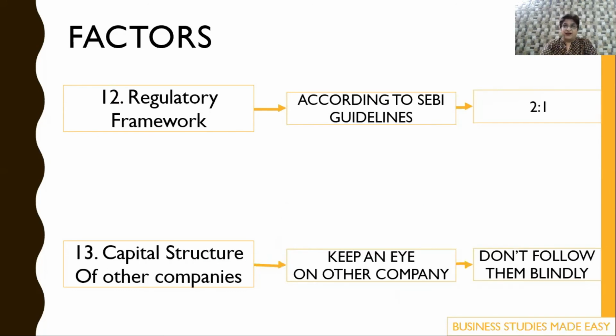Then comes the regulatory framework. Now, SEBI has given guidelines. The Companies Act also keeps an eye on that. And SEBI says that the ideal would be 2:1. So according to the SEBI guidelines, the finance manager decides the capital structure.